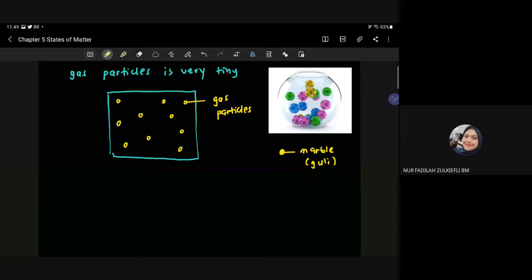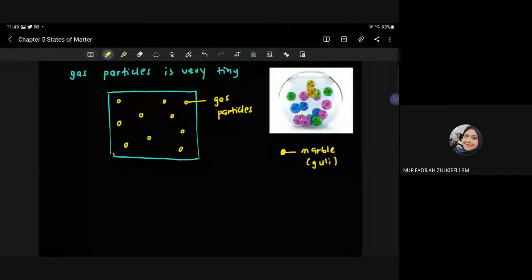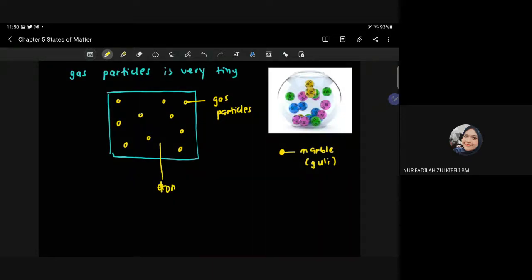So kecil tak saiz marble tu kelas? Besar ke kecil? Kecil kan? So macam tu. Maksudnya bukanlah kita bayangkan sebiji guli dalam satu bekas plastik. Itu comparison yang salah. Nak cakap betapa gas particles ni very tiny, bayangkan guli-guli berada dalam satu football stadium yang besar tu. So maksudnya between gas particle ni ada tons of empty space. Okay? Ada tons of empty space, but the gas particle is very small.